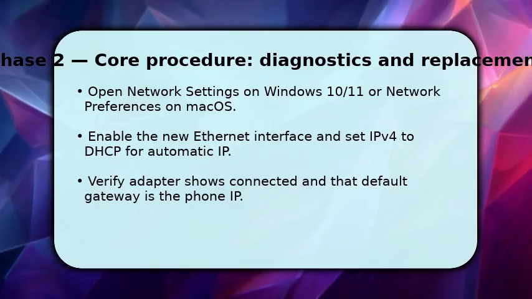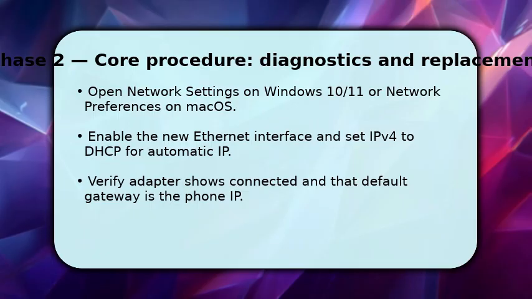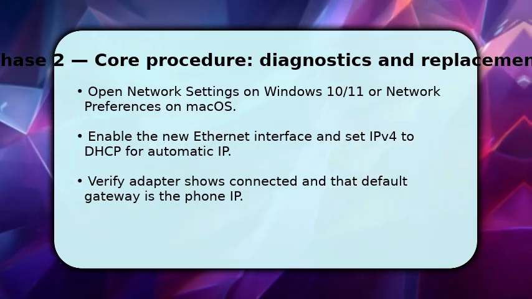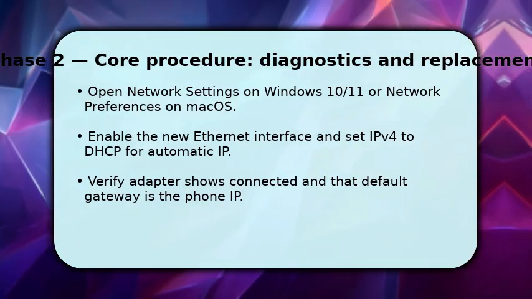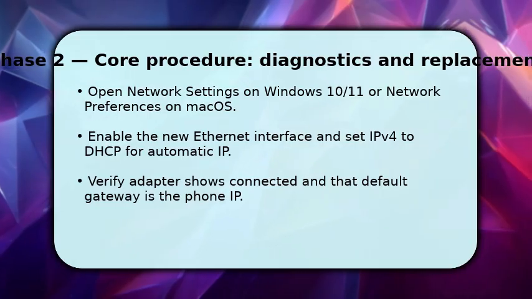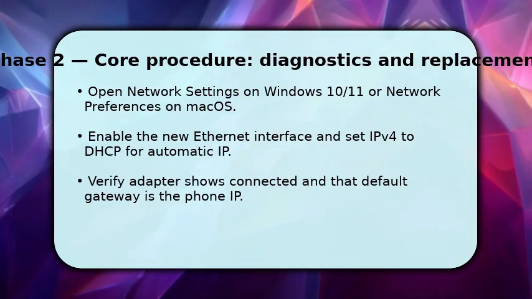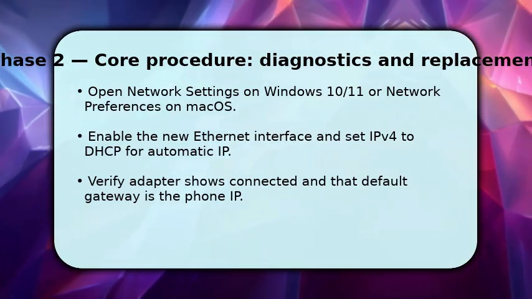Next, configure your PC so it uses the phone's connection. On Windows, open Network Settings and locate the new Ethernet adapter. On Mac OS, go to Network Preferences. Once visible, enable the interface and set IP4 to obtain an IP address automatically via DHCP. This lets the phone assign the correct IP and gateway.